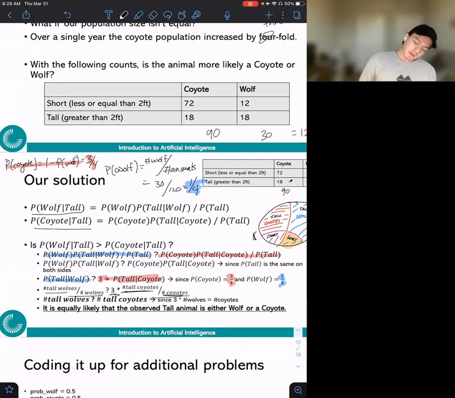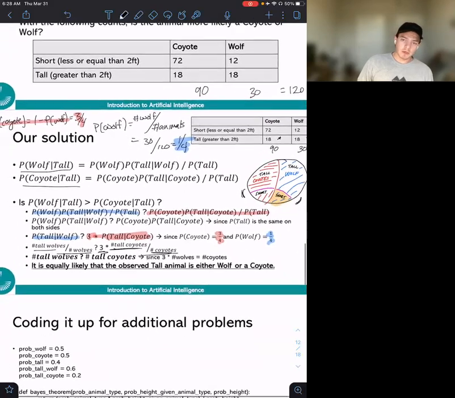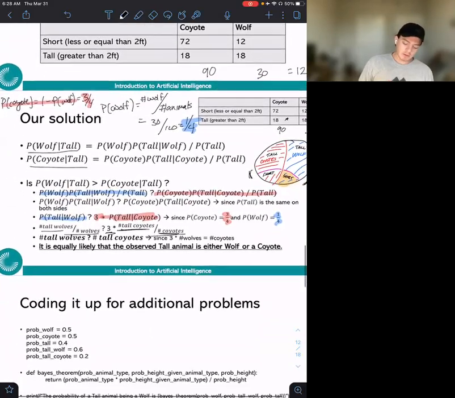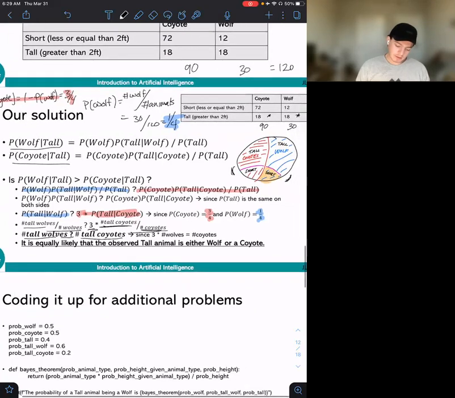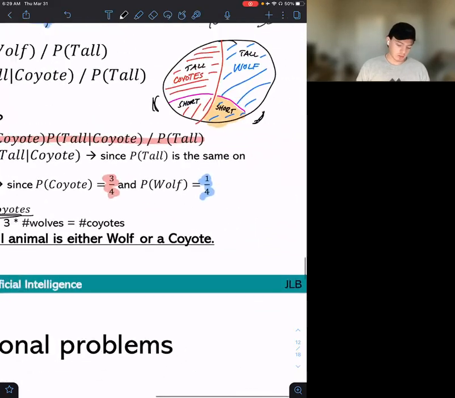And so we know that our coyote population is 3-fold greater than the wolf population. And so this comes into play once we do the calculations, where we know the number of wolves is 1/3 of the number of coyotes, so we can just cancel them out. And then it becomes a comparison between the number of tall wolves and the number of tall coyotes. If that didn't make complete sense, let's go ahead and just do the sample calculation right here.